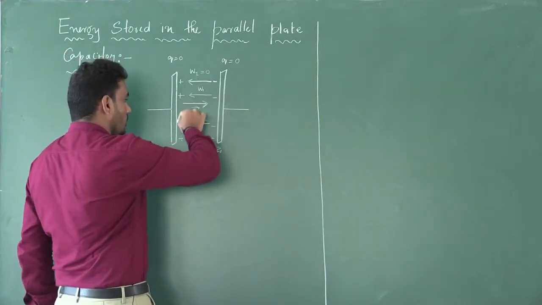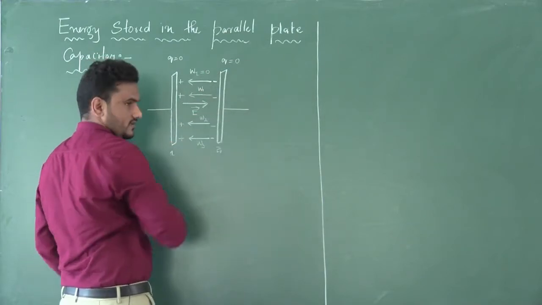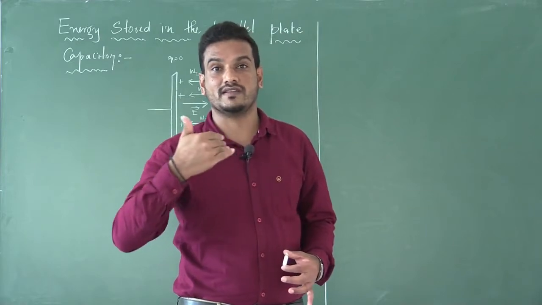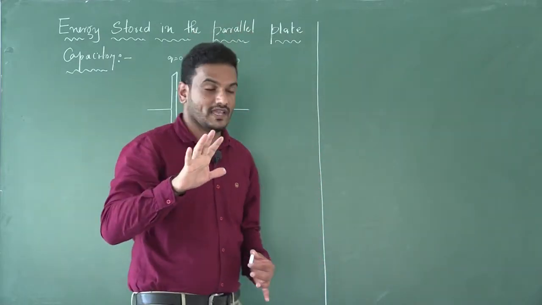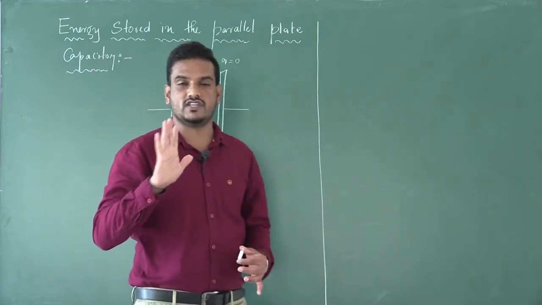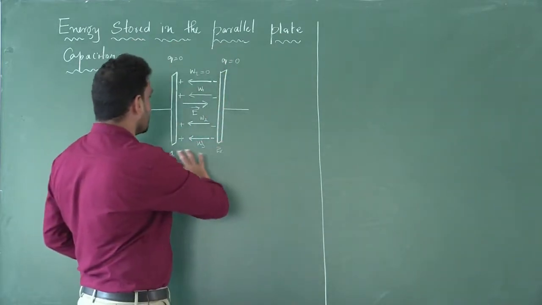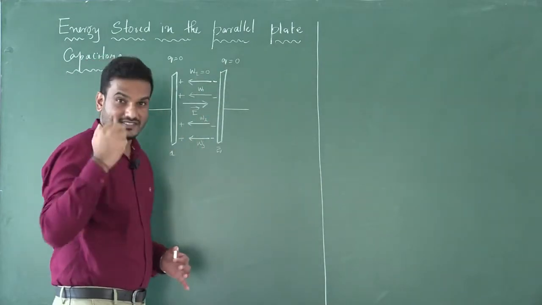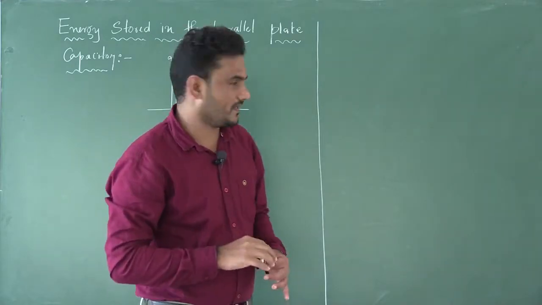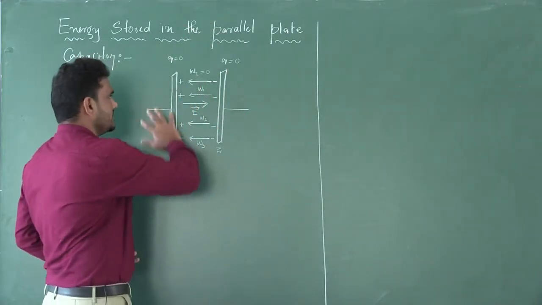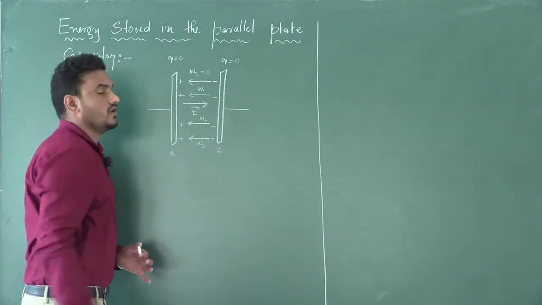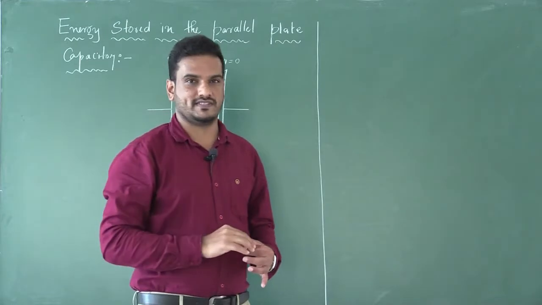So the total work done to transfer the charge from one plate to another is stored in the capacitor as electric potential energy. So this is a simple explanation to understand how we can store energy in the capacitor. Okay. Now by using this idea, we shall derive an expression for energy stored in the parallel plate capacitor.